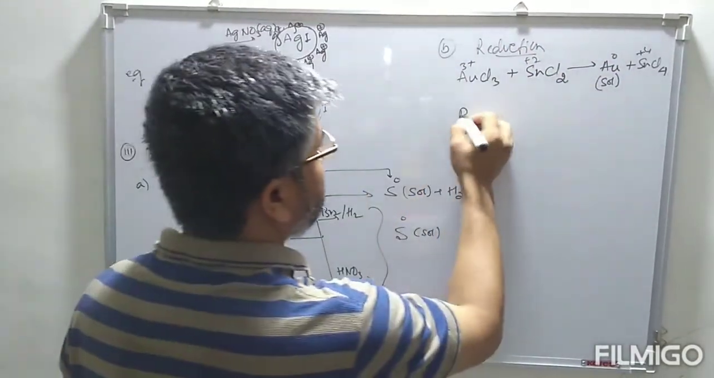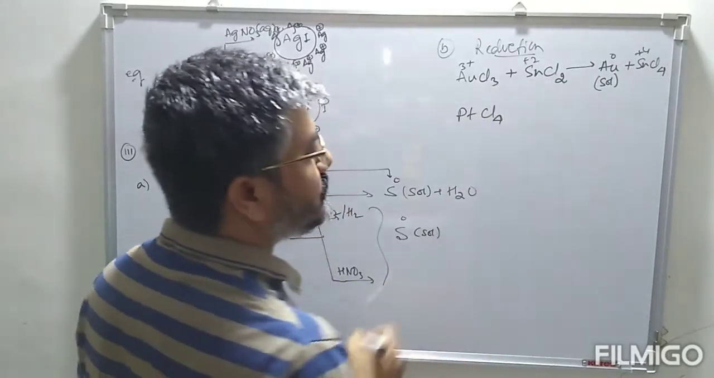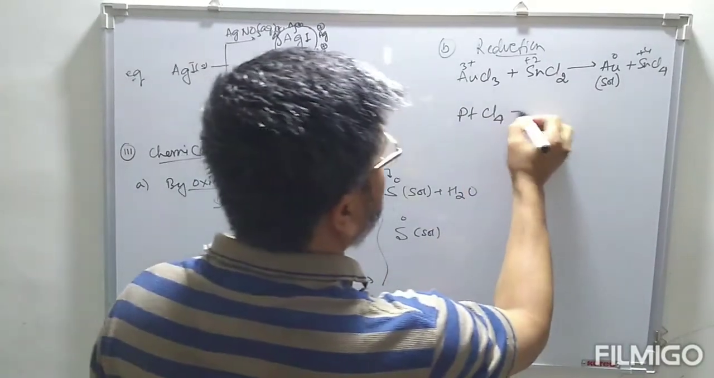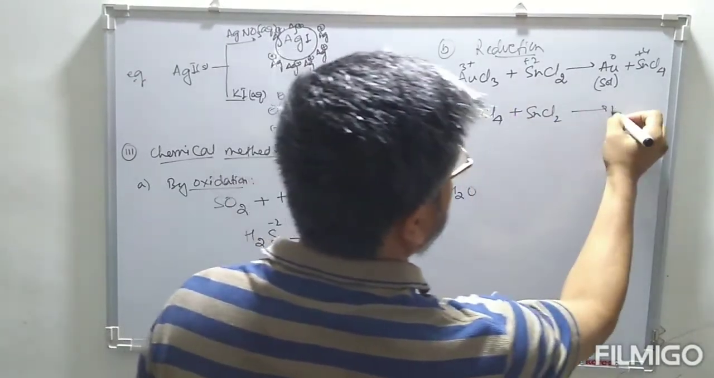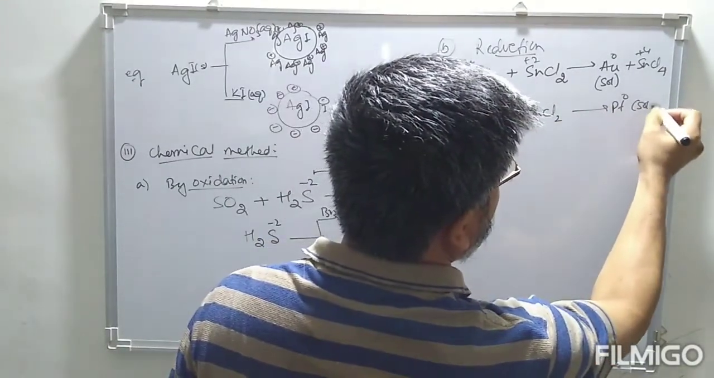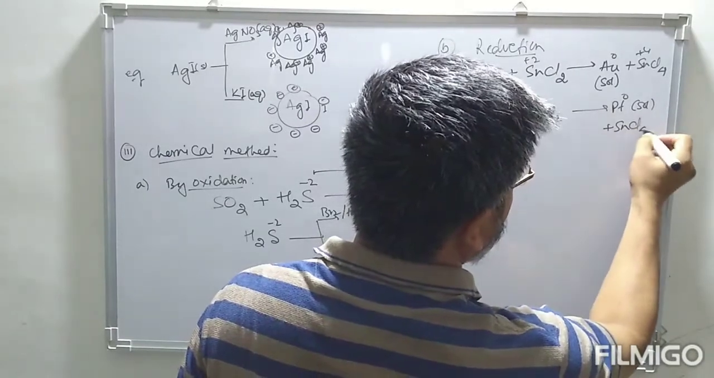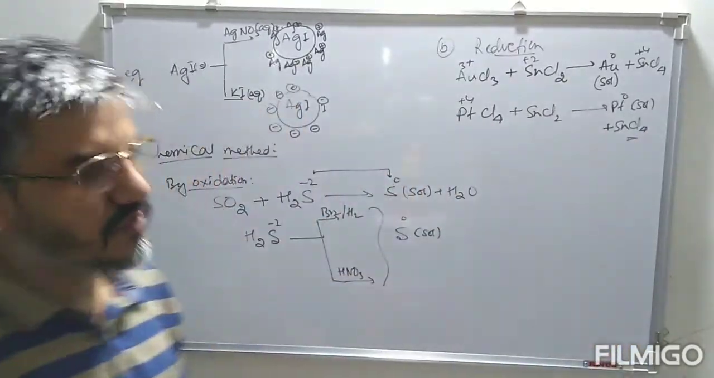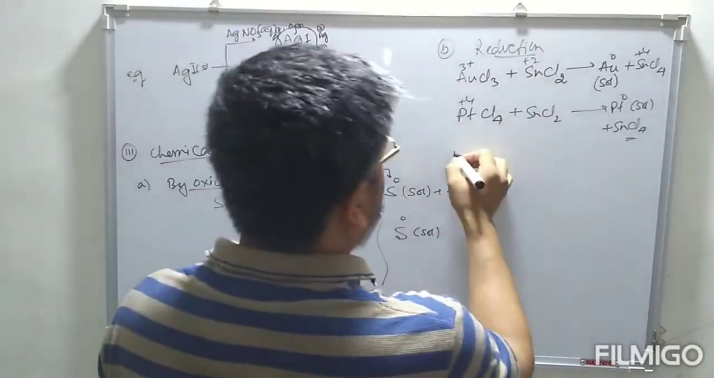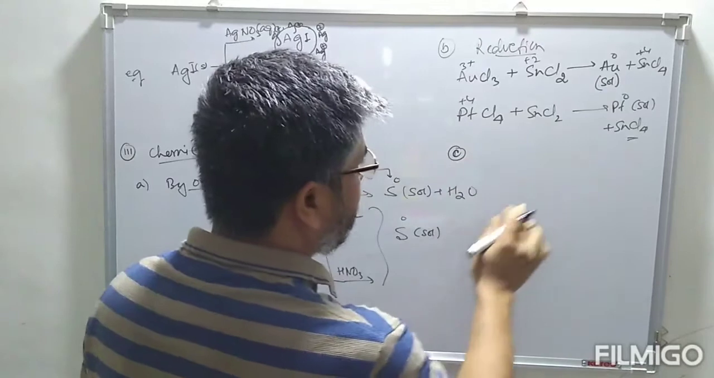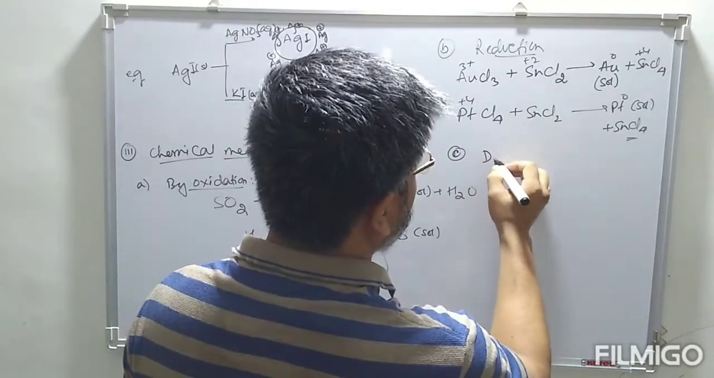In the same way we can take this PtCl4 plus SnCl2. So platinum plus 4 goes to 0, plus SnCl4. So this is the reduction method. Then there is also the double decomposition method.